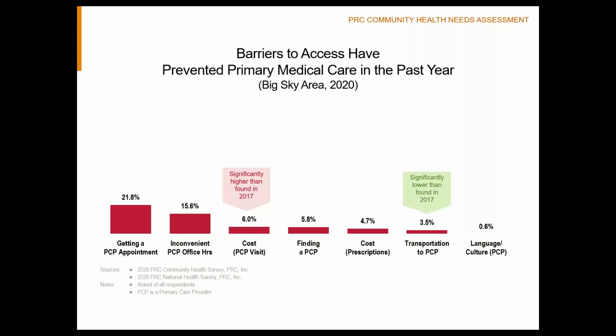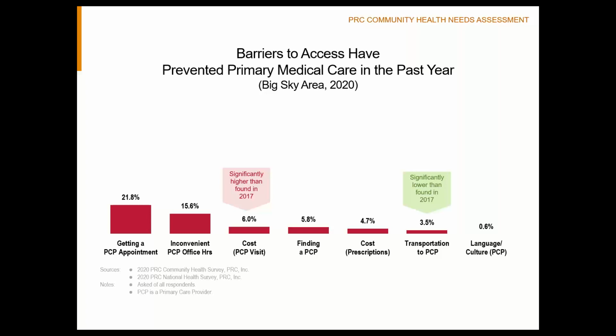The survey also asked a series of questions to determine if individuals had any difficulties accessing healthcare services. And this chart is illustrating the prevalence of each tested barrier for the Big Sky area. And I've listed these in order of prevalence. So going from left to right, you can see that, again, 1 in 5 of those respondents said that they had trouble getting a PCP appointment. 15.6% reported inconvenient office hours impacting their ability to access primary care. 6% reporting that cost of a PCP visit was a barrier, and this was significantly higher than what we found in 2017.